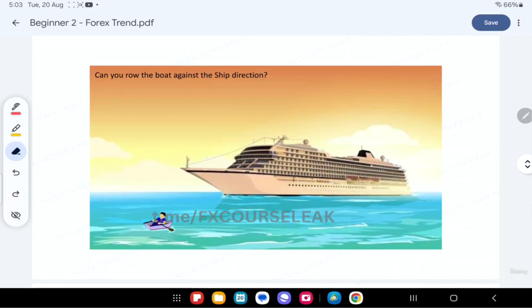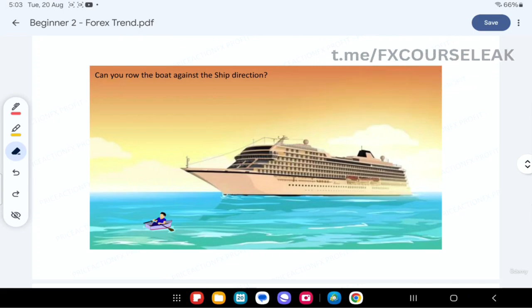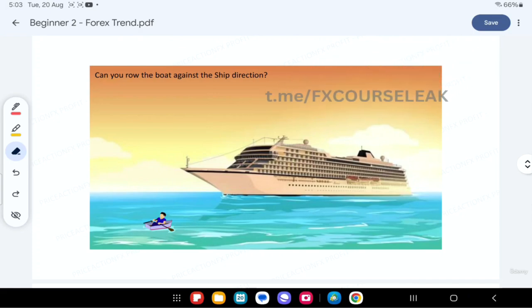Okay, now you can see in the picture we are in the middle of the sea and there's a big ship going towards the left-hand side of your screen. Just imagine the big ship is the trend in the forex market. And we as traders are just a very small rowing boat beside the big ship. So the question now is, can you row the boat against the ship's direction?